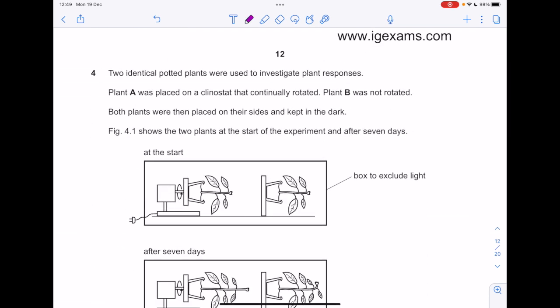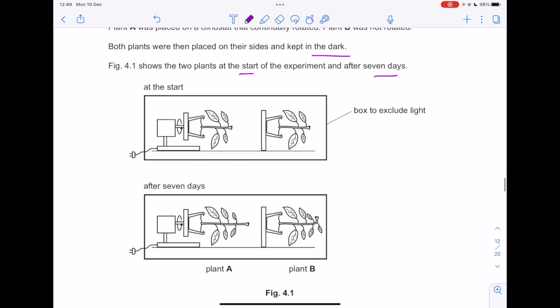Two identical potted plants were used to investigate plant responses. Plant A was placed on a clinostat that continually rotated. Plant B was not rotated. Both plants were then placed on their sides and kept in the dark. Figure 4.1 shows the two plants at the start of the experiment and after 7 days. So here's our clinostat rotating, and then we're in the dark for both. And then after 7 days, as we can see, plant B has started to bend its stem upwards.